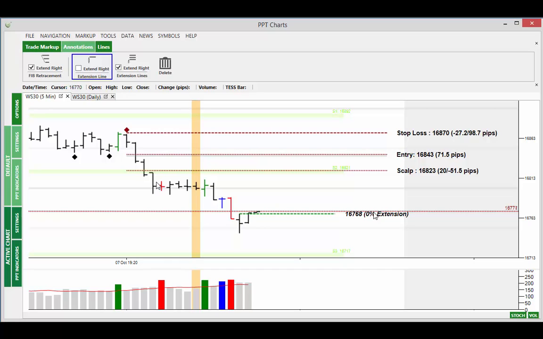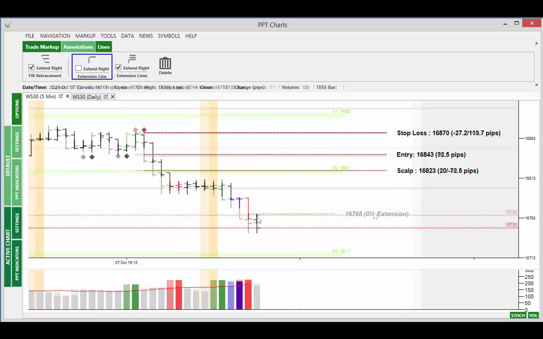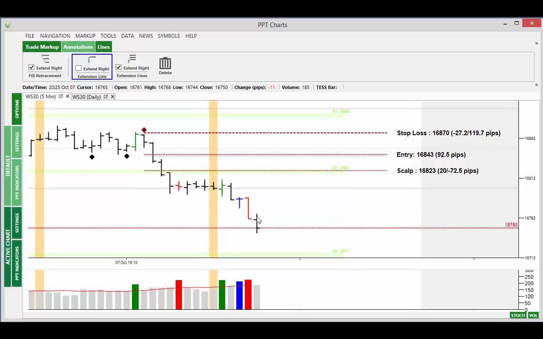So if you have a psychological level that is just after the 20-point scalp, it's worth waiting to see if the market will attempt to actually trade to it. And this is exactly what we saw here, and in this case it broke it and then went down to the next one as well, allowing you there the maximum of around about 92 points on this trade. We'll just bring that back. Yeah, it's about 92 on the trade there.